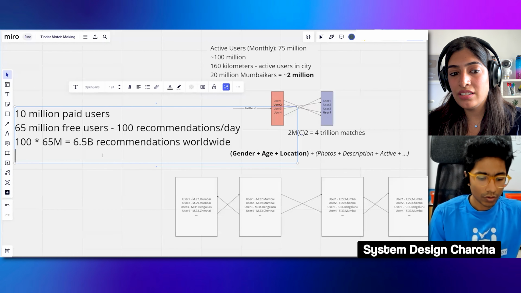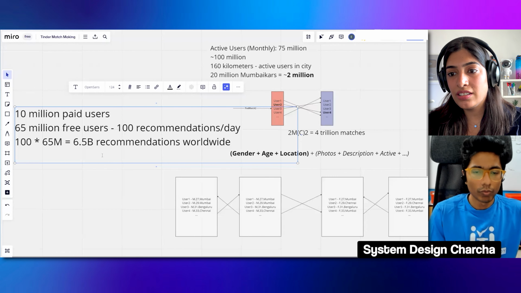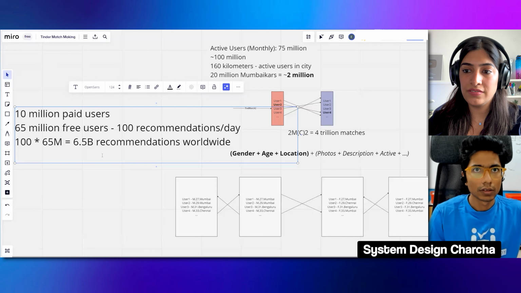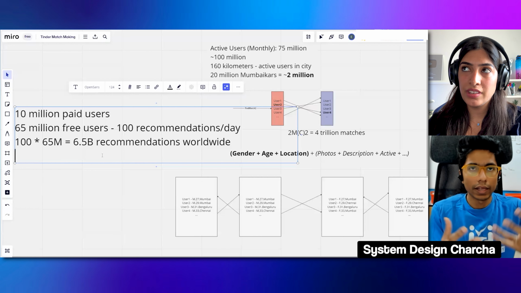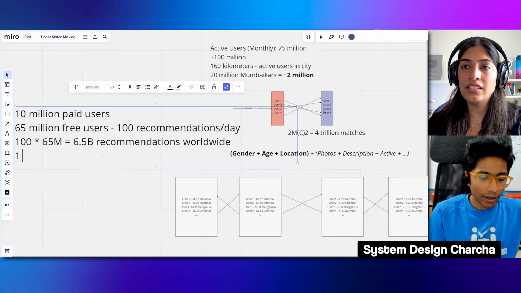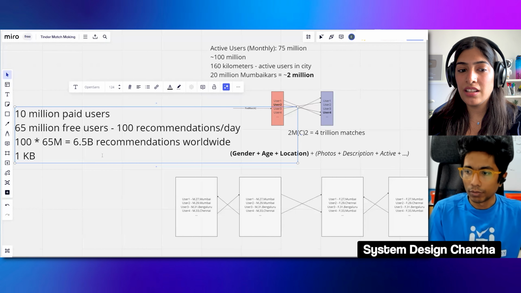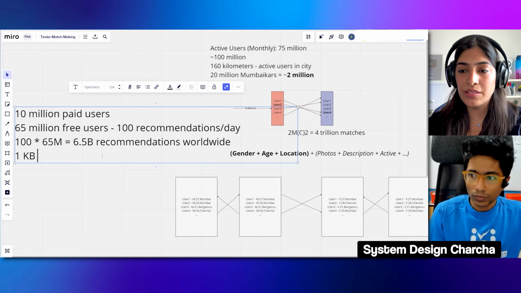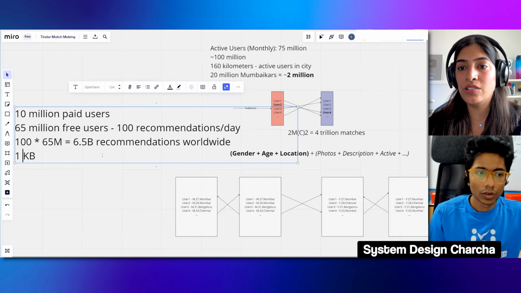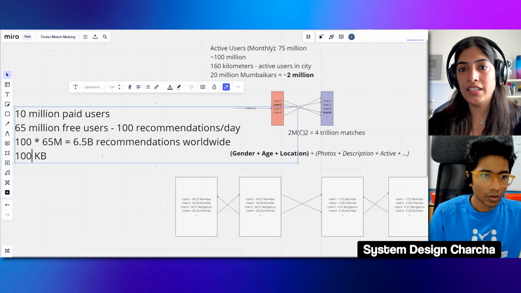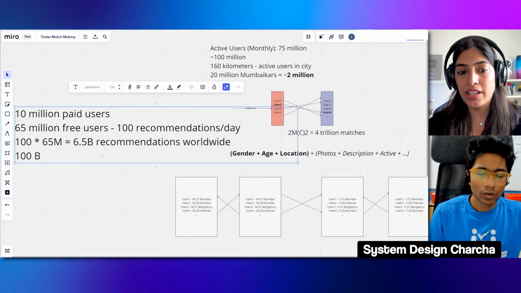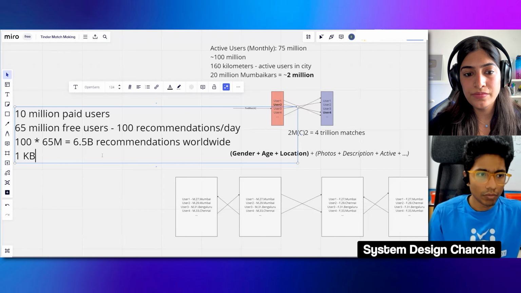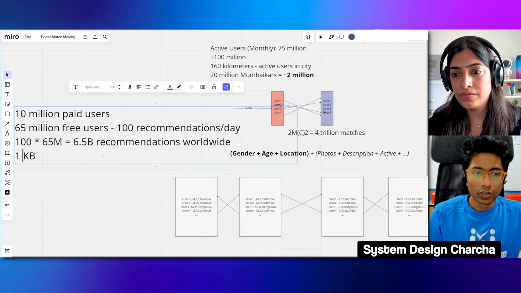So how much is this in memory? These are just profile IDs, I think, or entire profiles? This one object will be at most 1 KB. There's no way it's more than a KB, even less. Because of photos it can take some more space, but you can get that from S3 also. So maybe it is just a basic description, name and all that. You can fetch that separately, because why do you need to cache everything? You can fetch those profiles separately.